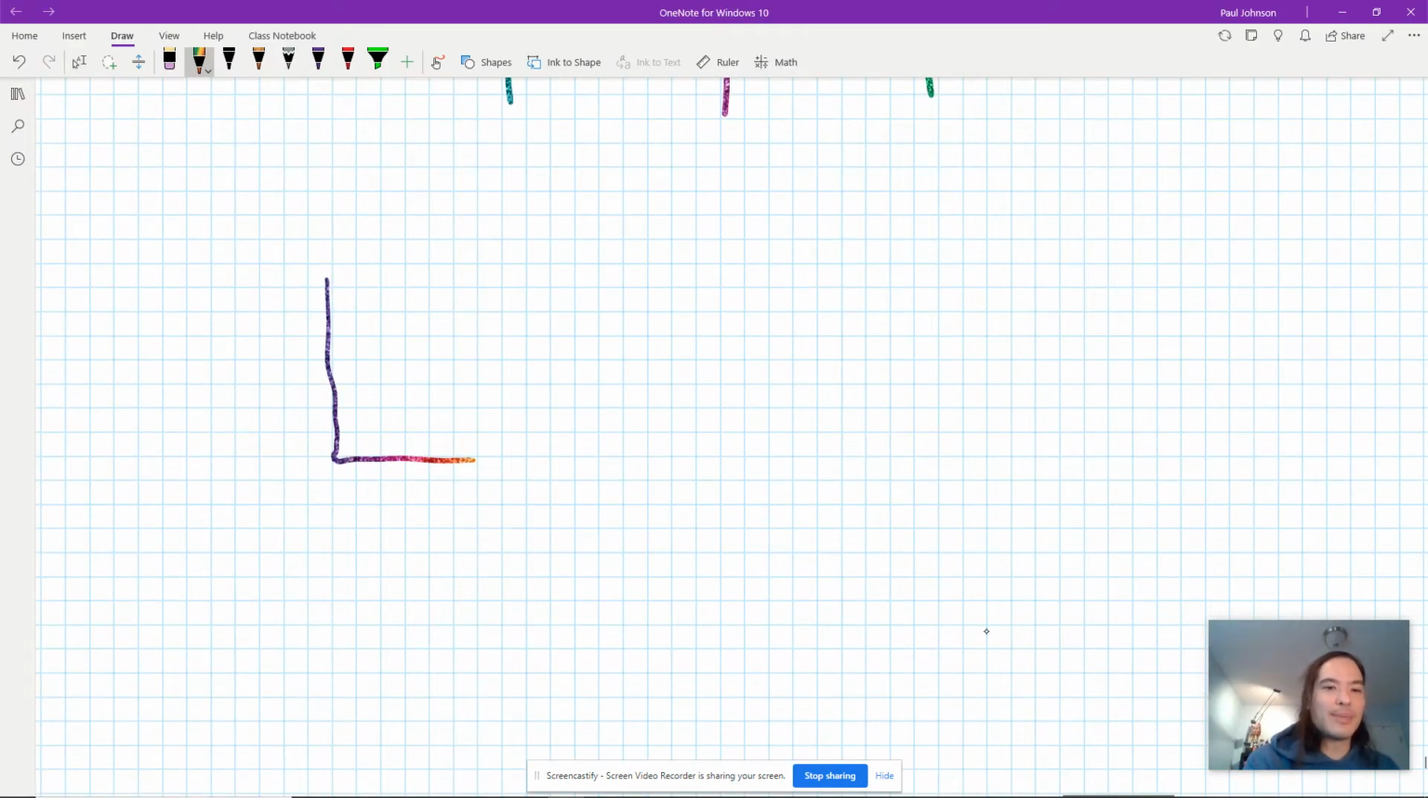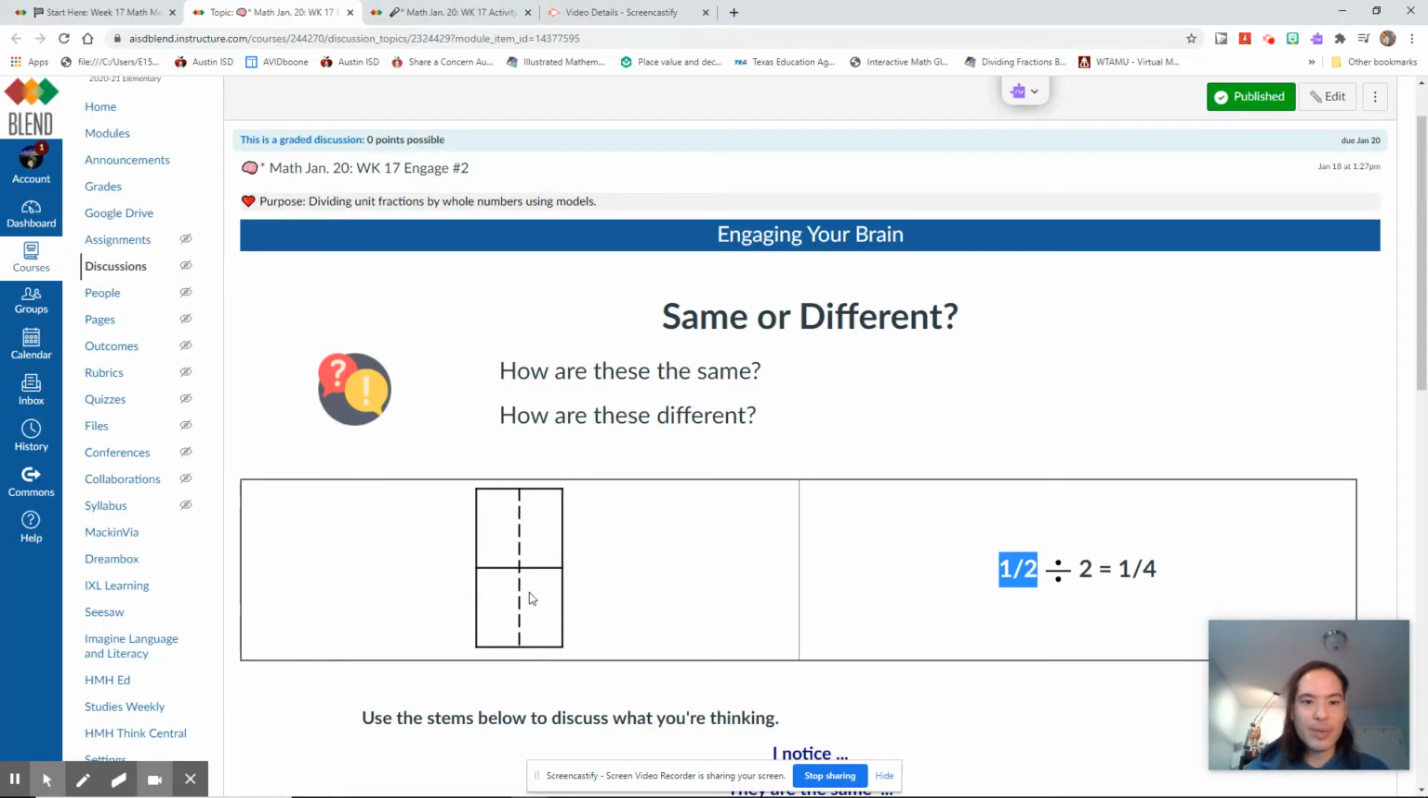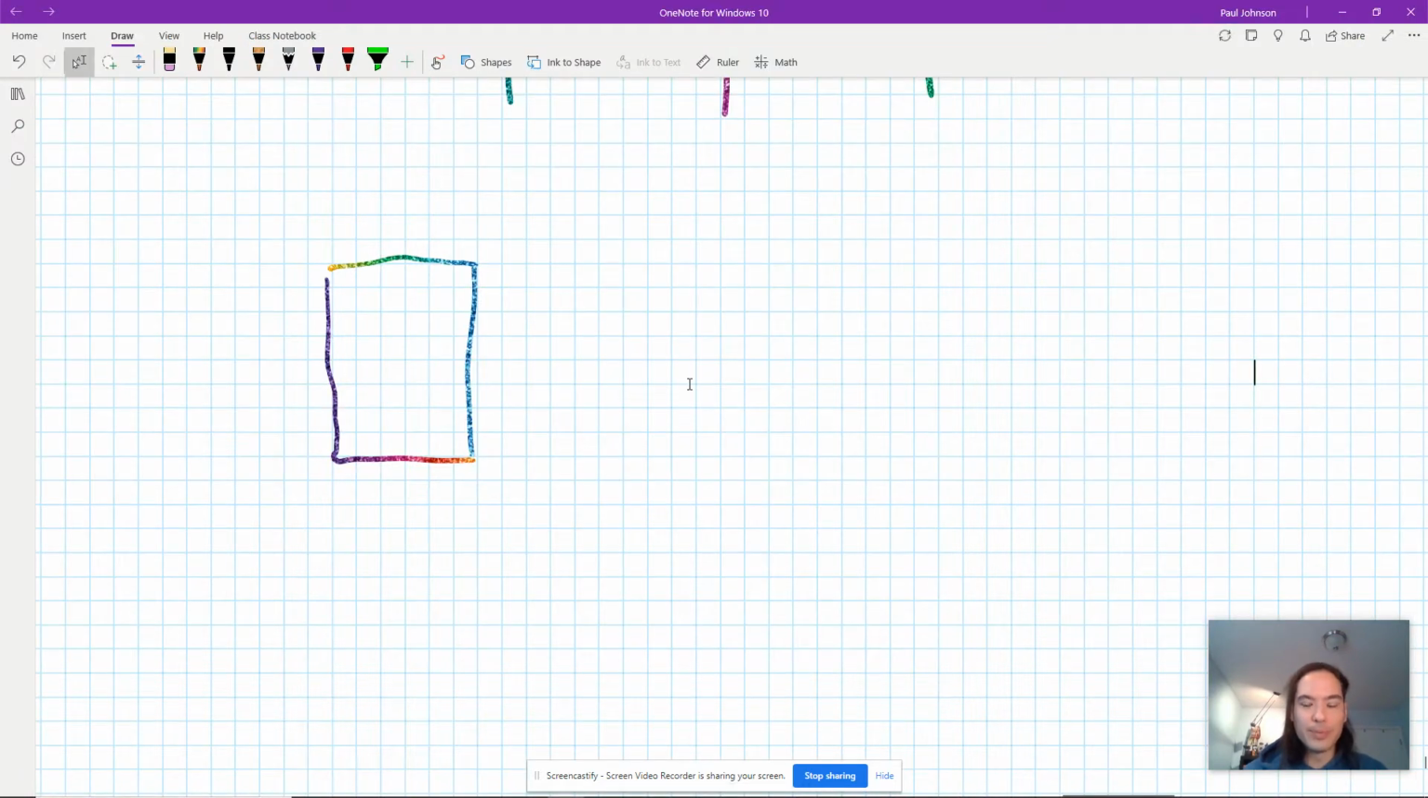All right, so let's say this is one whole. That's what we're starting off with. So we're not paying attention to this middle line or this dash line. This is our one whole. It's not pretty, but it'll do. So that's what we're looking at, is 1, right?